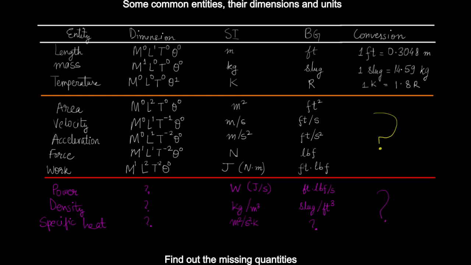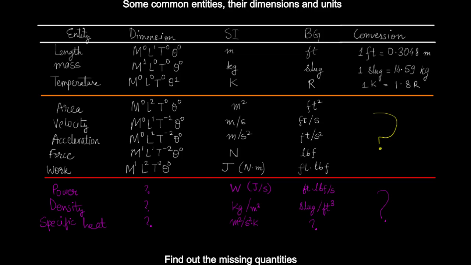Force is mass times acceleration. So whatever dimension you have for acceleration, that will be multiplied by mass. So the dimension for force is M to the power 1, L to the power 1, T to the power minus 2 and theta to the power 0. The SI unit is famously Newton, whereas the BG unit is pound force or lbf.